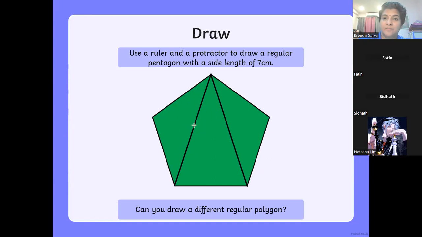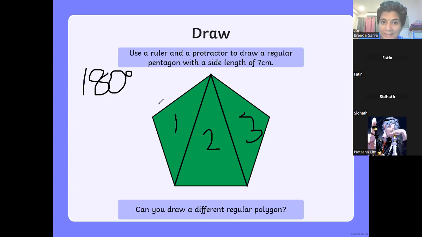3. Natasha, how many triangles are here? Okay, there are 3 triangles. So if the total angle of one triangle is 180 degrees, what is the total angle inside this pentagon?